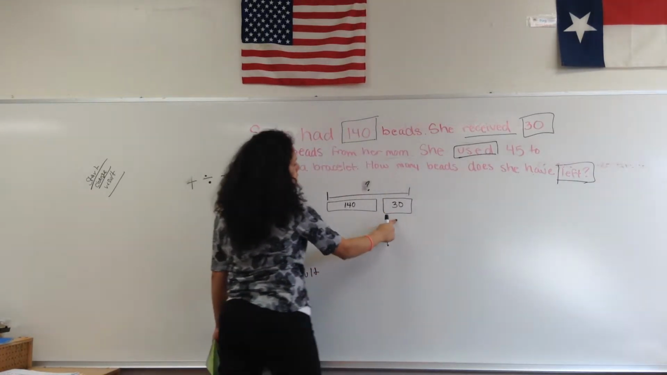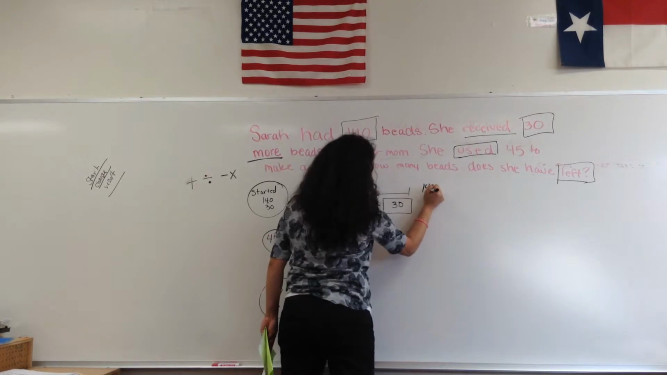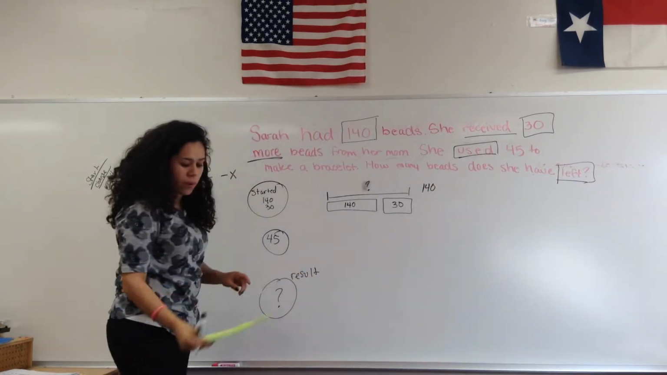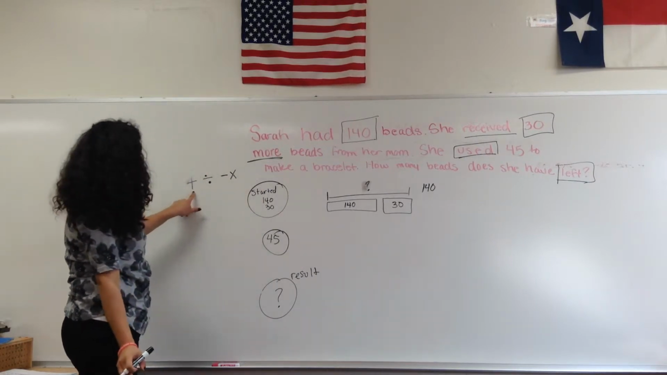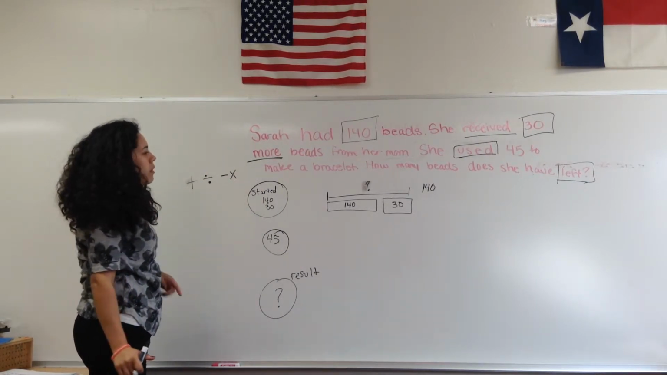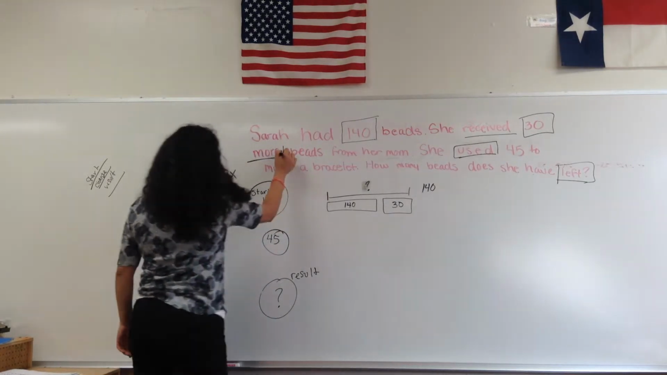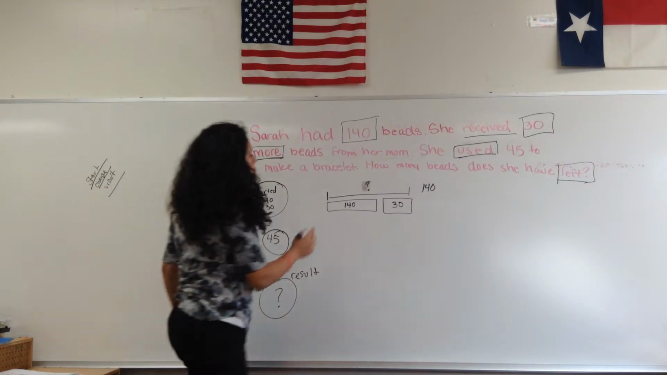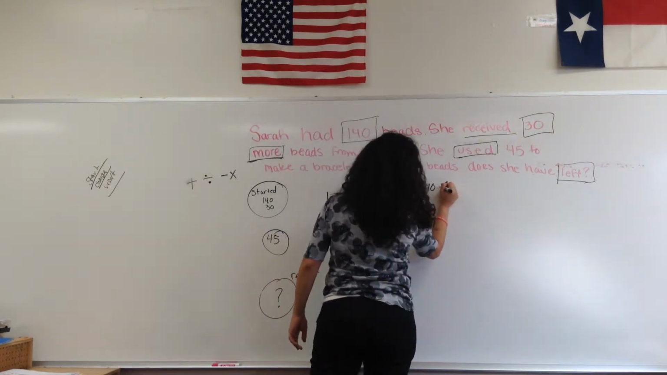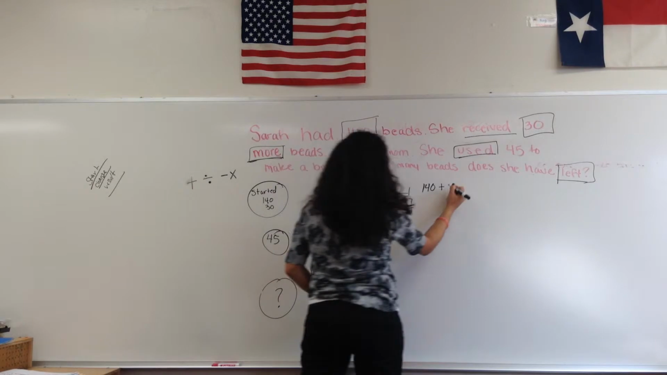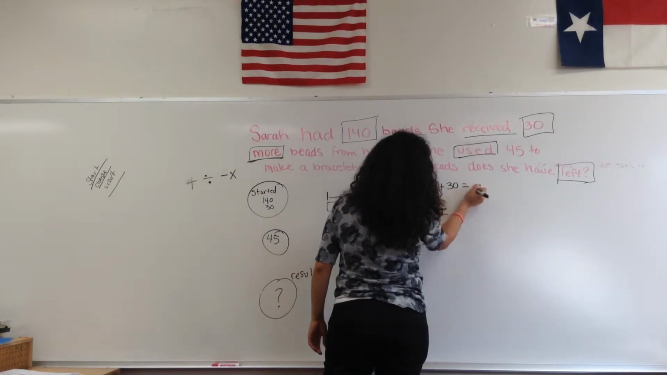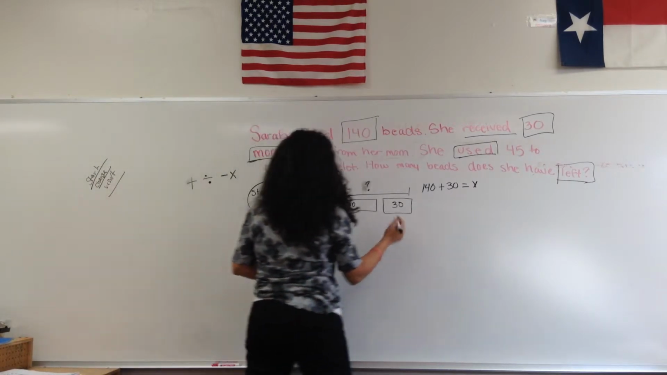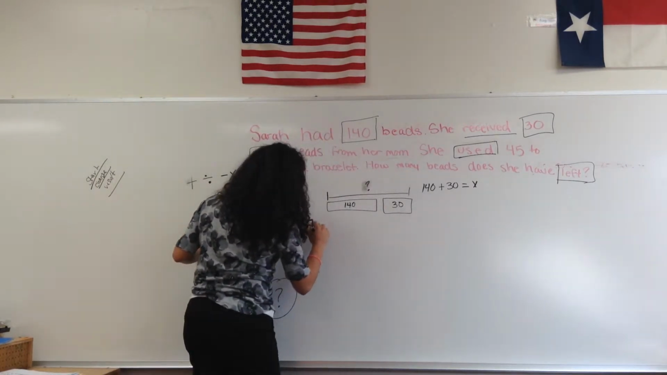So 140 more, we said, let's review our vocabulary. Are we going to add, divide, subtract, or multiply? If we said more, we're going to, okay, great, we're going to add. So 140 plus 30 equals x. Okay? So now let's work it out.